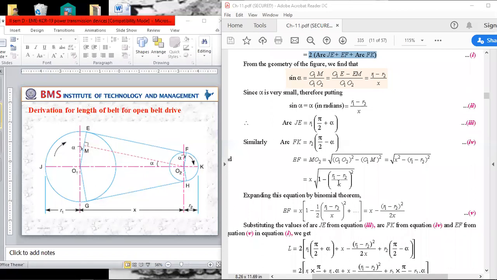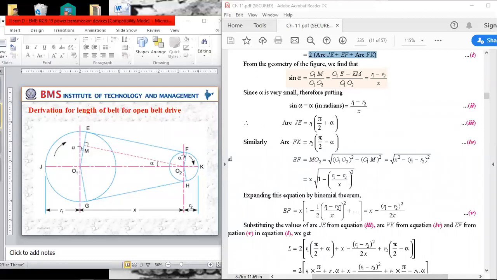So it is in the form of (1 minus x) whole to the power of n. Applying the binomial theorem, (1 minus x) whole to the power of n is nothing but nC0 minus nC1 x plus nC2 x to the power of 2, and so on. So likewise if you go on, the higher order terms will be neglected.